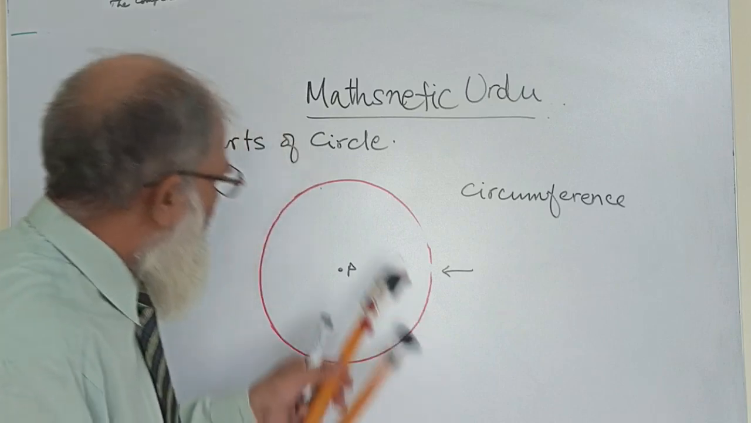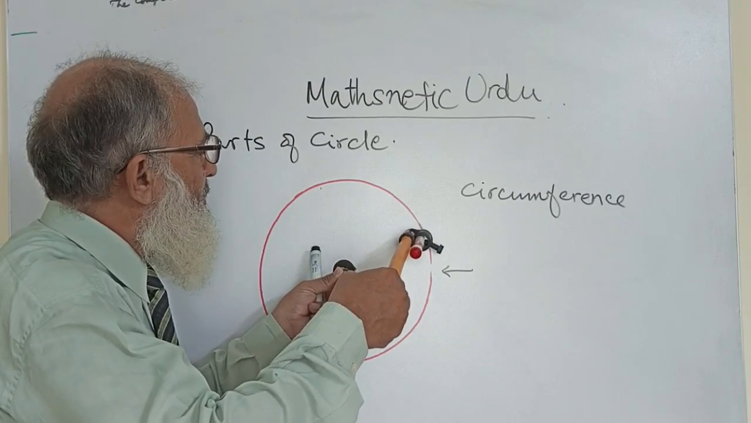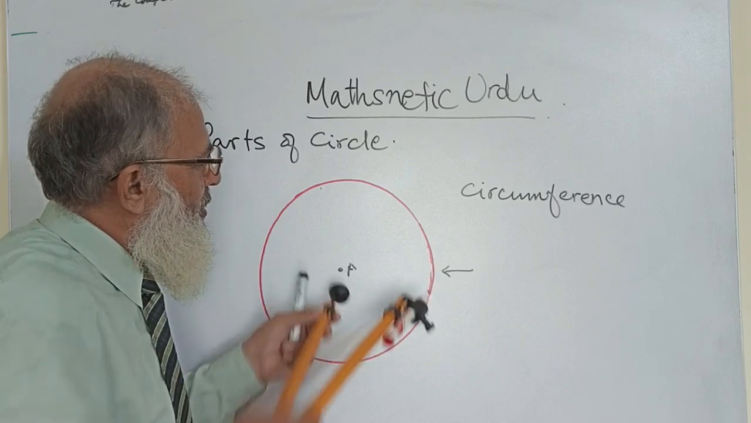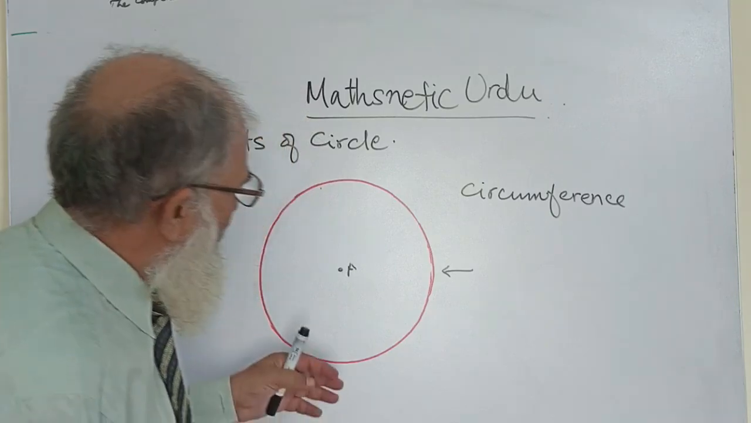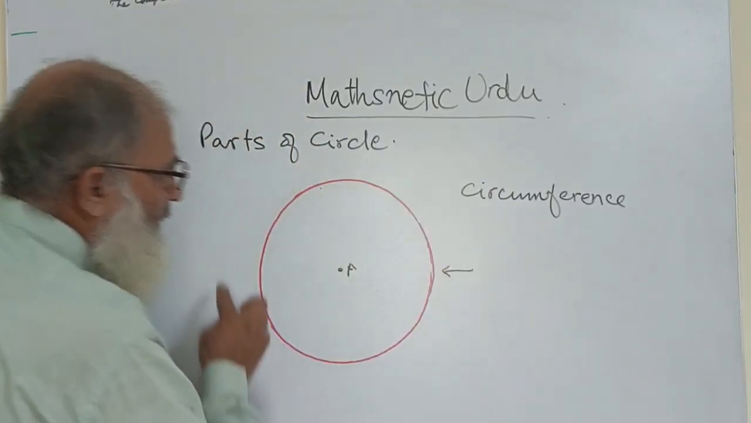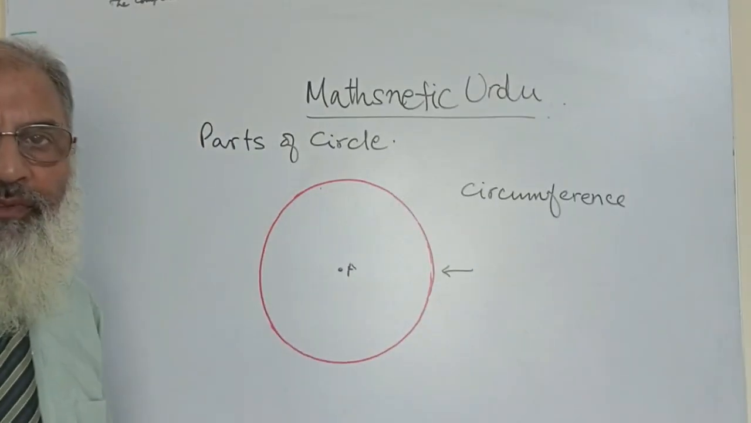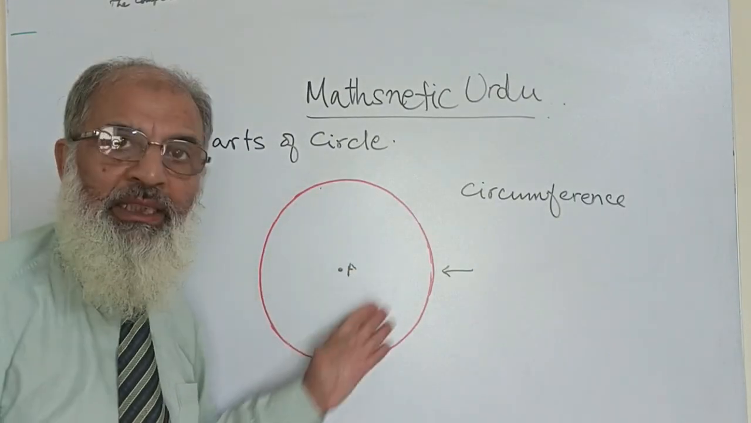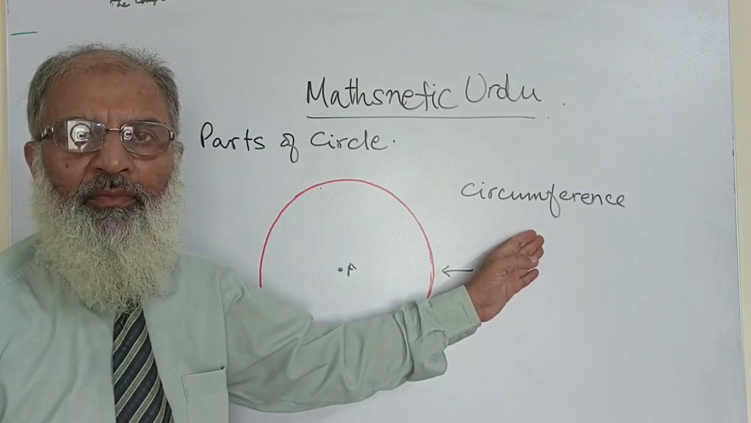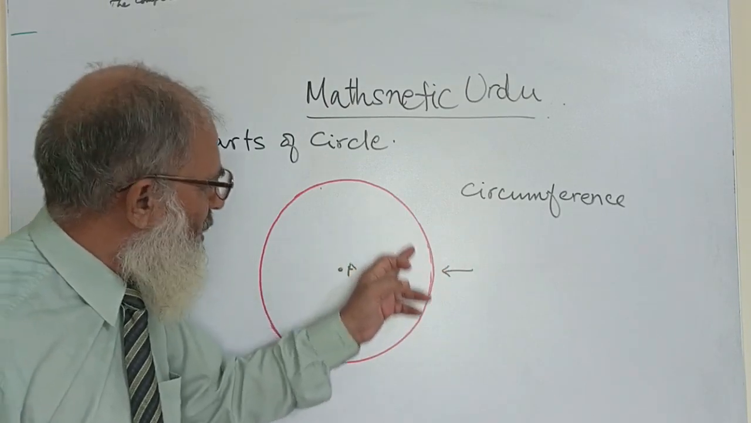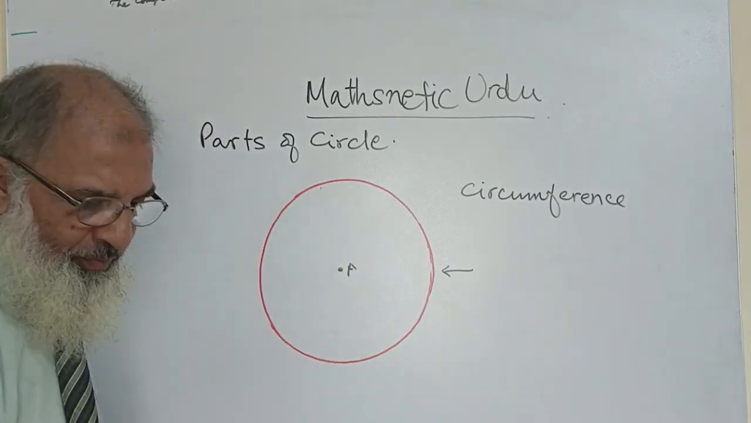Let me complete this circumference because it is missing from here. Okay, now it is completed. So this whole red line is called the circumference of the circle, and it has a certain formula to calculate this circumference.